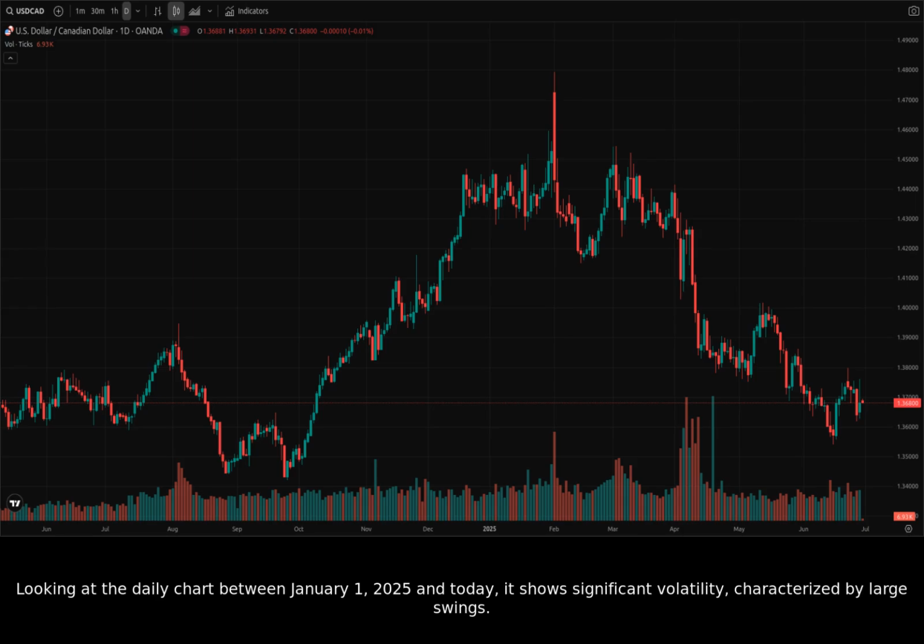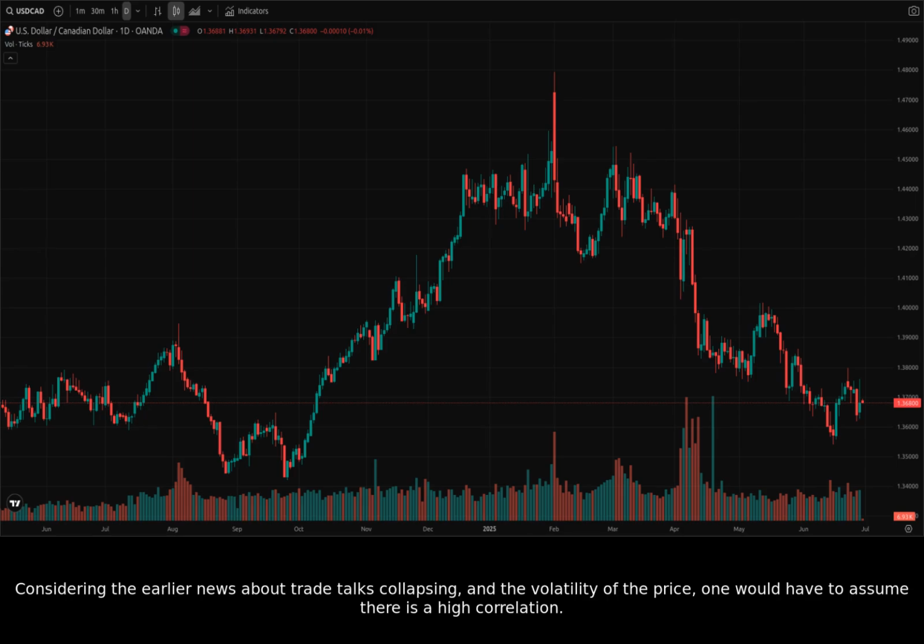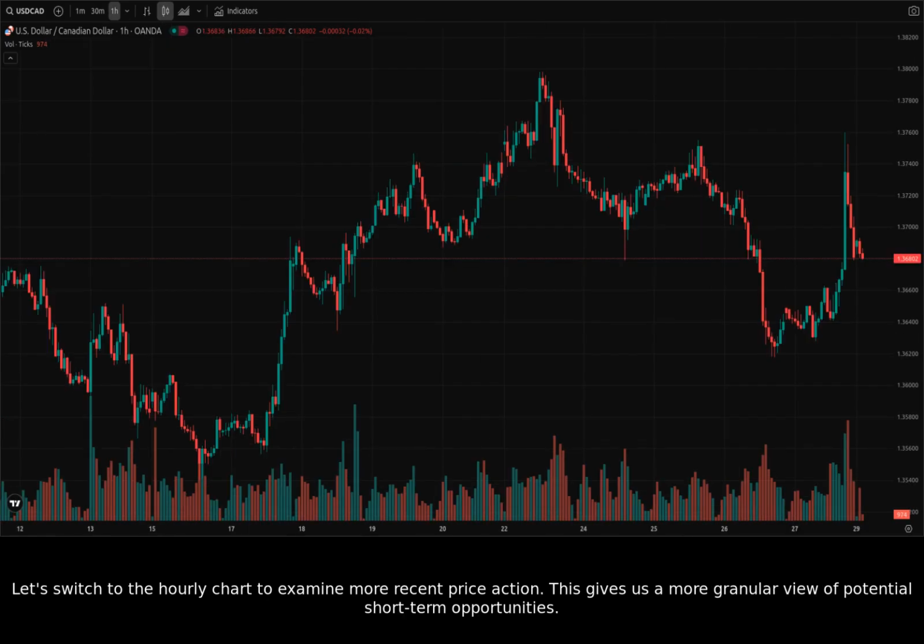Looking at the daily chart between January 1st, 2025 and today, it shows significant volatility, characterized by large swings. For example, the steep drop in the middle of November 2024 and January 2025. Considering the earlier news about trade talks collapsing and the volatility of the price, one would have to assume there is a high correlation. Let's switch to the hourly chart to examine more recent price action.